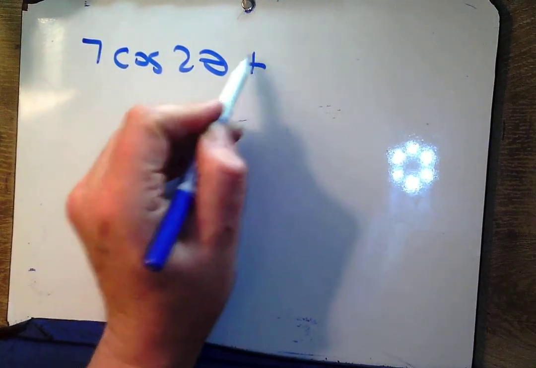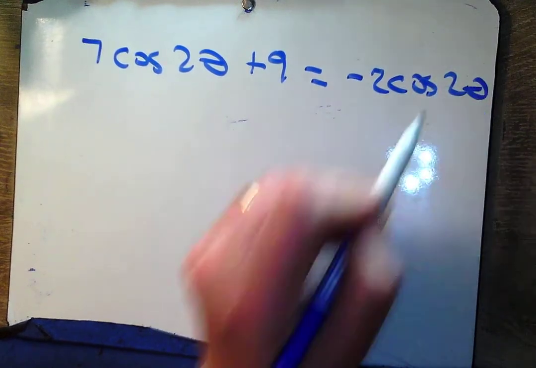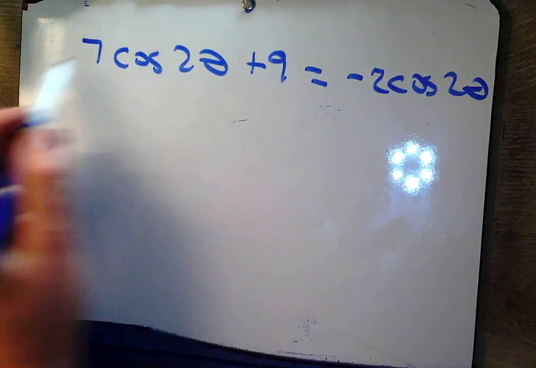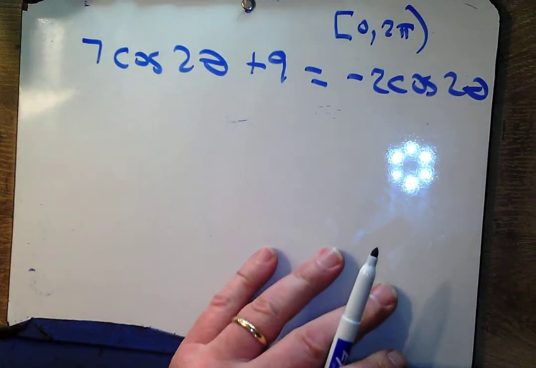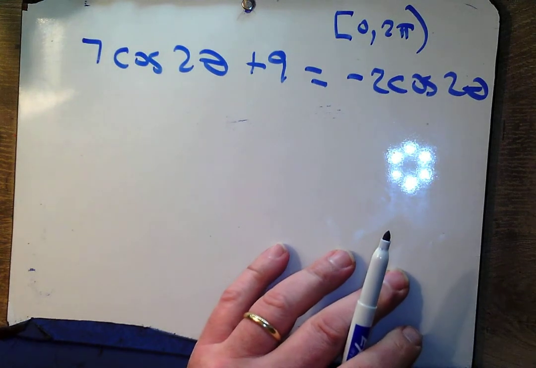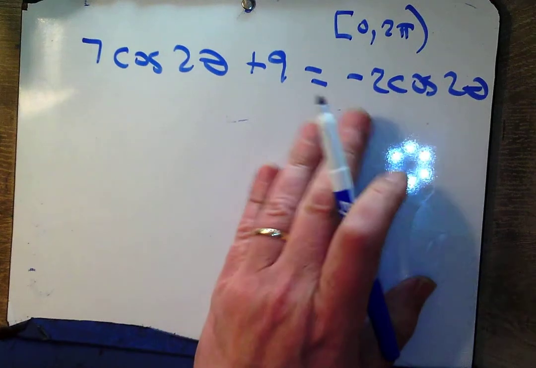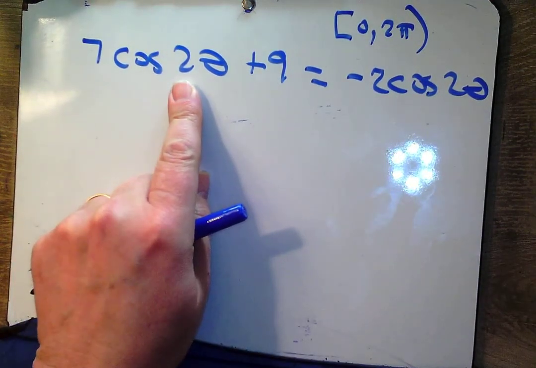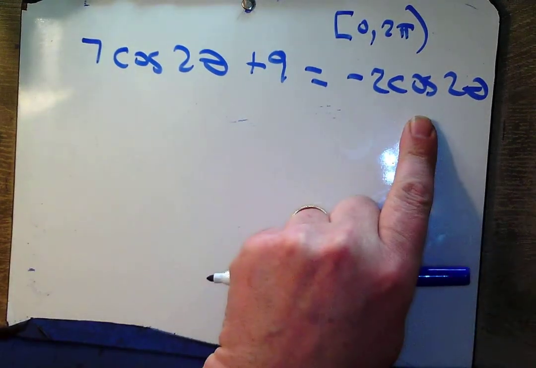How about this? 7 cosine 2 theta plus 9 equals negative 2 cosine 2 theta. So what are we going to do? Oh, and let's do 0 to 2 pi. Okay. So what's your recommendation? And some people are very comfortable here saying, well, I'm going to add 2 cosine 2 theta to both sides, because here I've got some cosine 2 thetas as well. And that's cool. You could subtract this over.